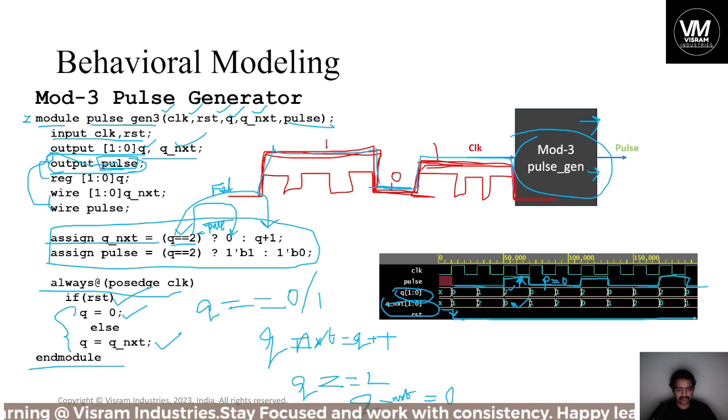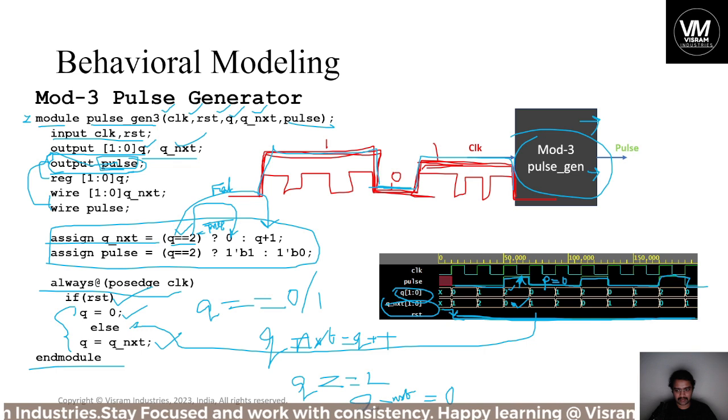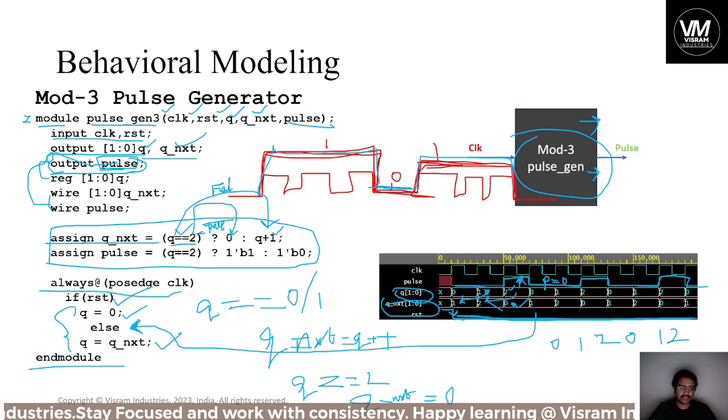When the reset is equal to 0, that means this reset is equal to 0 is nothing but here. Reset is equal to 0. What is happening? Q is nothing but Q next. Q is following Q next. What is Q next? Q next is nothing but the increment of Q for every 3 values: 0, 1, 2, 0, 1, 2. This is the loop. It goes.